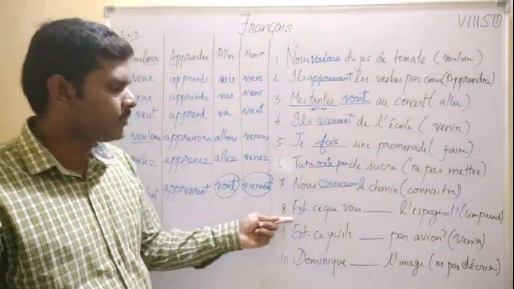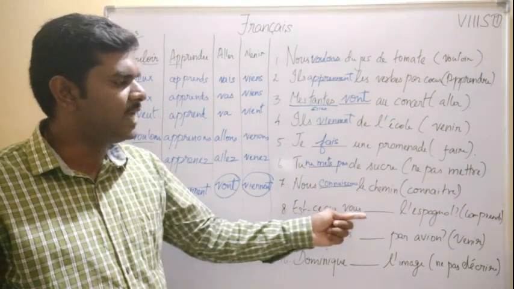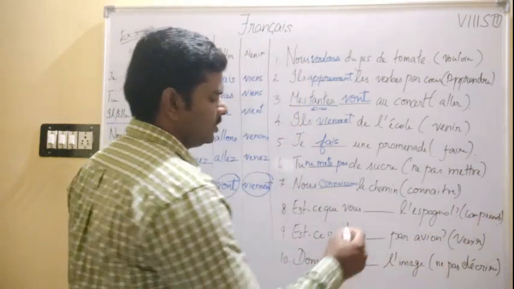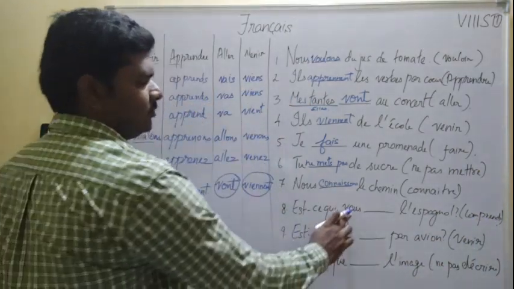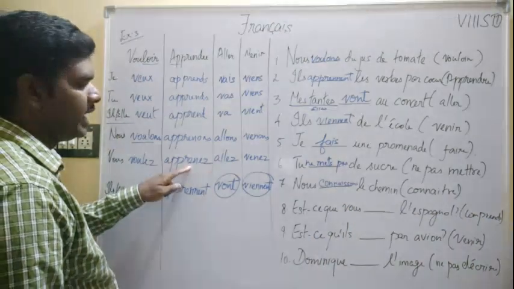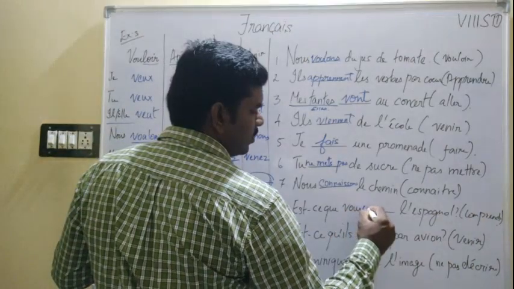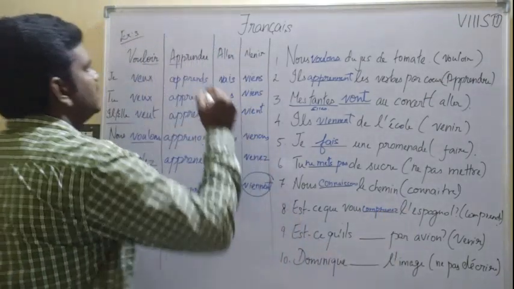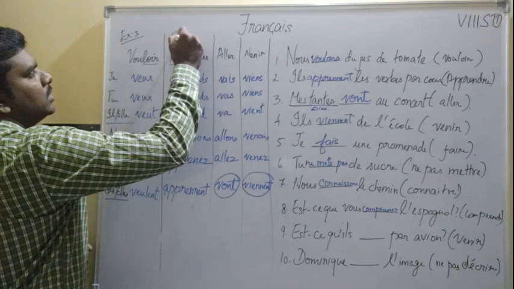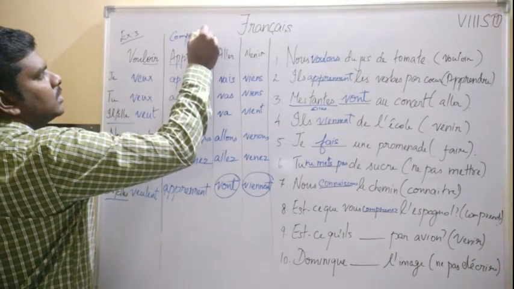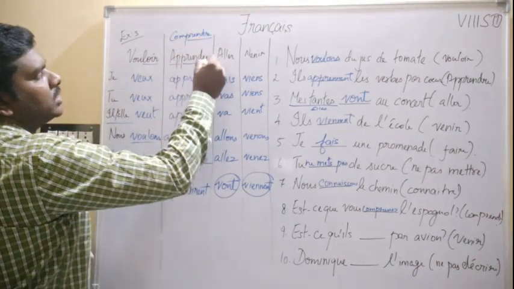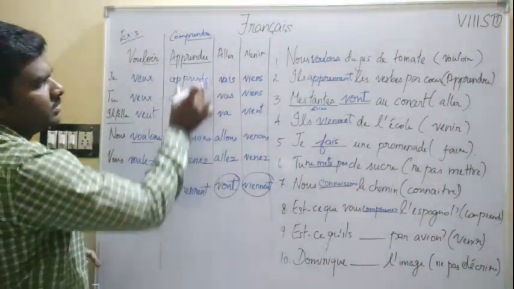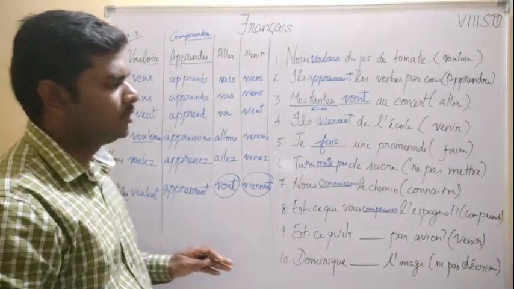Okay. Next is est-ce que vous dash l'espagnol? What verb is used? Comprendre. Comprendre is nothing but prendre verb. So vous comprenez, C-O-M-P-R-E-N-E-Z. See, apprendre, comprendre, all these endings are prendre. So what I am going to do, I have to use this first, and I have to use the endings from this list. That is what is to be done.